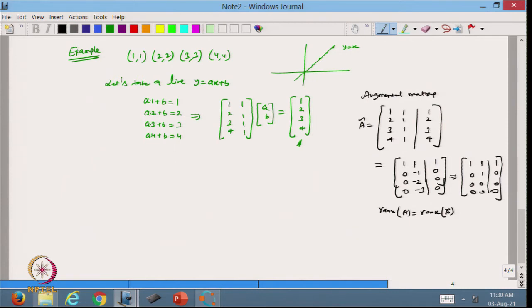So, the system is consistent, and if I want to find the solution, then a plus b is equal to 1 here and then I get b is equal to 0. So, from here I will get a is equal to 1. That gives me the solution a is equal to 1, b is equal to 0. So, I get the line y is equal to x, and I already know that this is the solution.